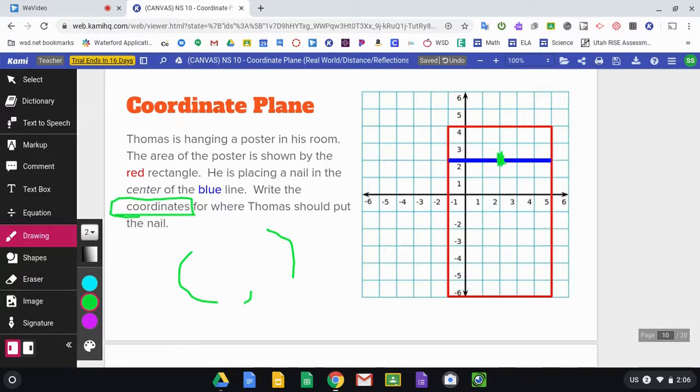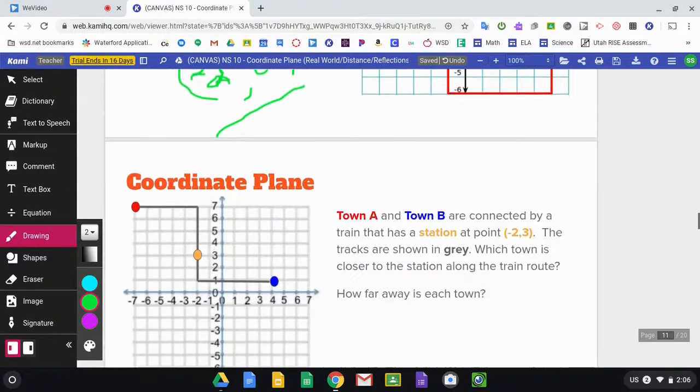And we want the ordered pair. So how far right do I go? Now remember, I don't start on the poster. I start at the origin. Start at the origin, and I go 1, 2. So my x number is positive 2. 1, 2. My y number is positive 2. Ooh. So he would want to place his nail at the ordered pair of 2, 2.